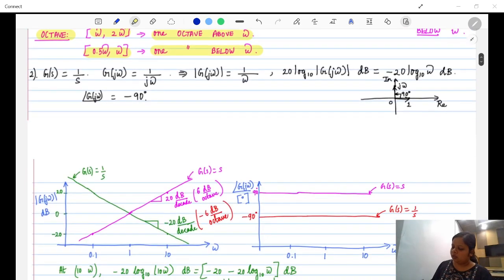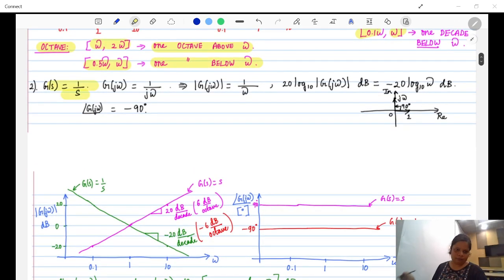If you have an integrating term, your magnitude is minus 20 log of omega, right? Because you have 1 upon j omega, then you take the magnitude, it is 1 upon omega, and then you bring it to the numerator, then you get a minus sign outside. So this is your magnitude. For phase, it would be minus 90 degrees. 1 upon j is in the denominator, right? So it is minus 90 degrees.